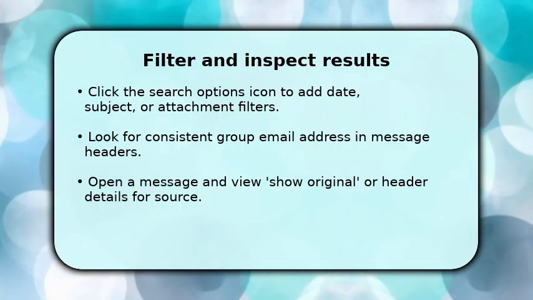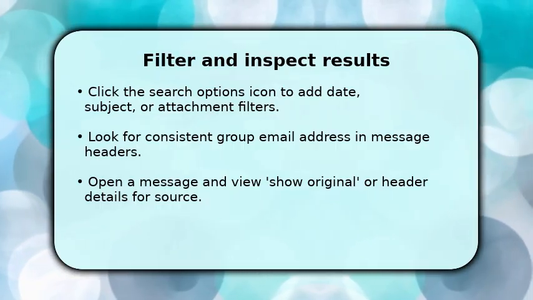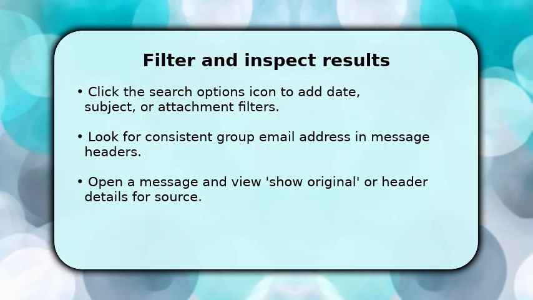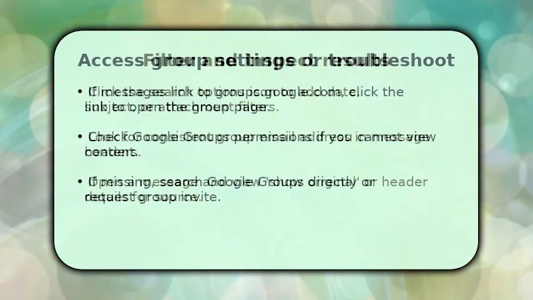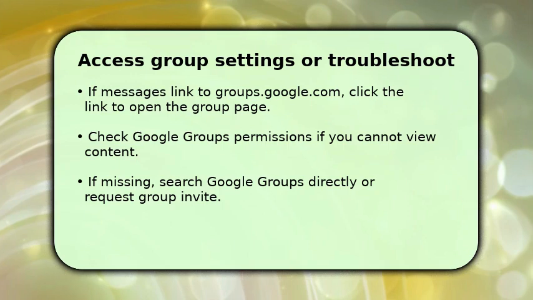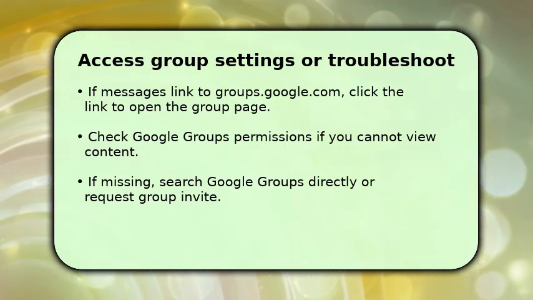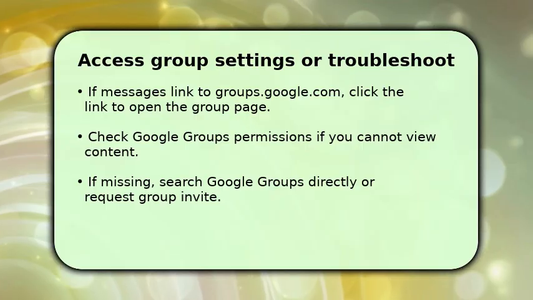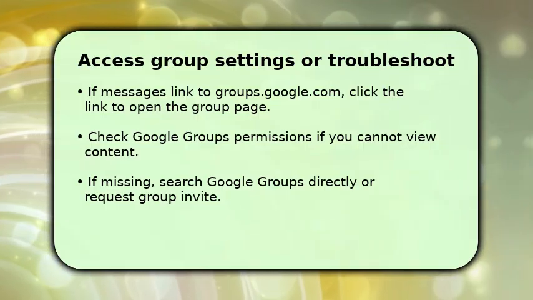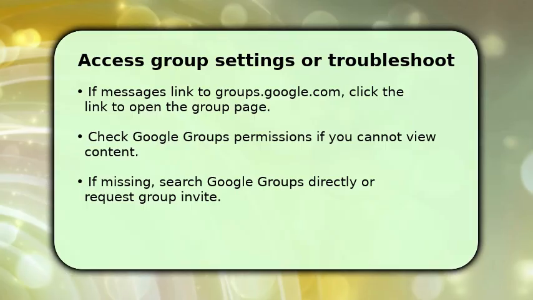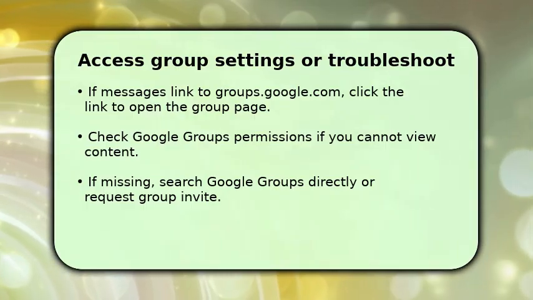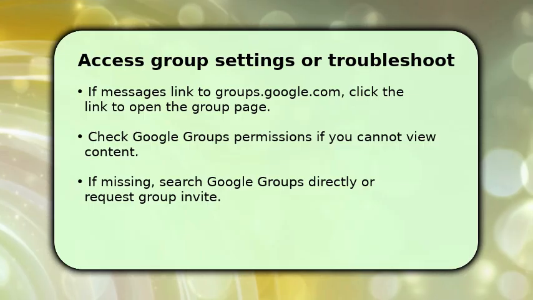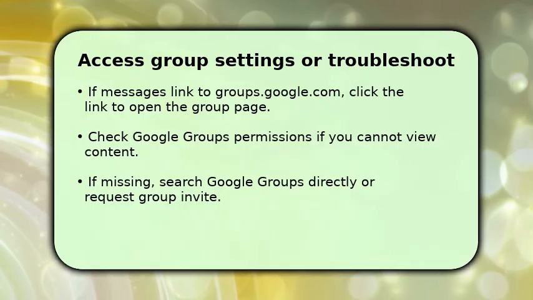you are unsure. Make sure to check multiple messages so you can confirm threads belong to the group. Finally, if a message contains a link to groups.google.com, click it to open the group's page and access membership or settings directly. If messages look truncated or you cannot view content, make sure you are logged into the correct Google account and that the group's permissions allow your access.